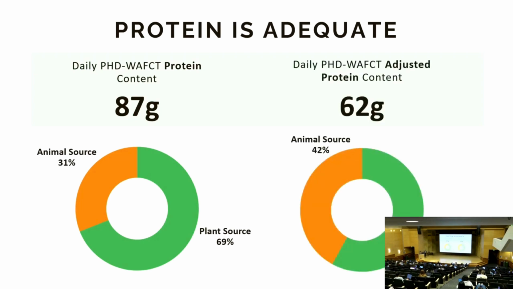Then I tested the adjusted protein. So this is the protein that is going to be digested based on our estimates. And that brought the protein level down to 62 grams. So that's the estimate per day. We're digesting and metabolizing 62 grams of protein.